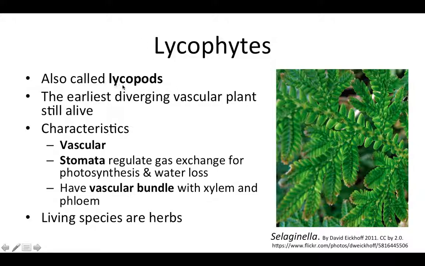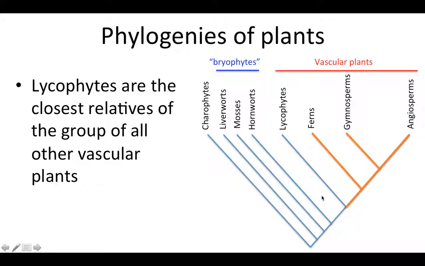Lycophytes are also called lycopods. This might be the more common word, but since I've been using Lycophyte throughout the course, I'm going to stick with it as well as I can. They are the earliest diverging plants that are still alive. If we go back to this phylogeny, there might have been other branches here, but they're no longer present. This group, we can still go outside and find them.